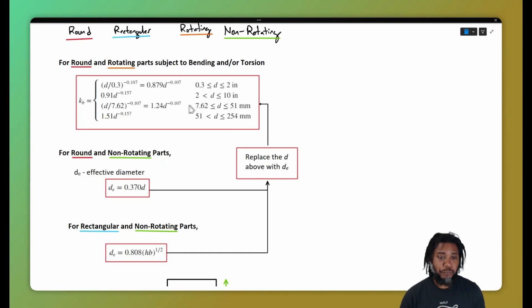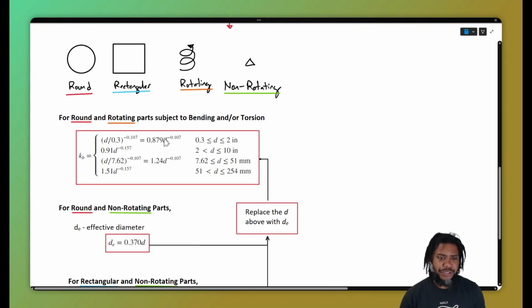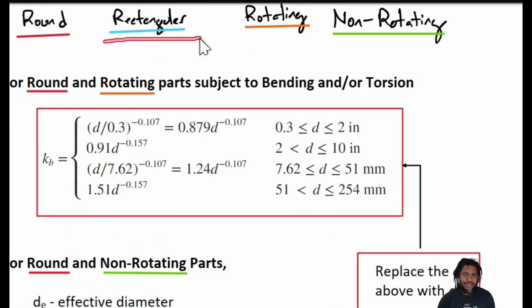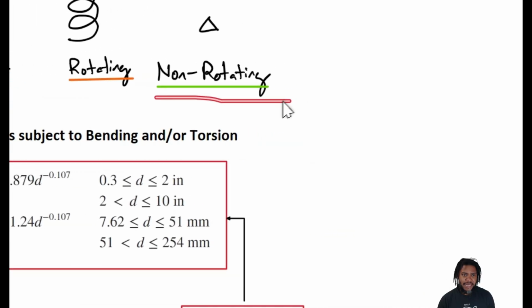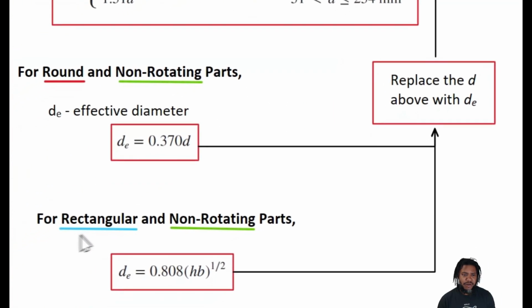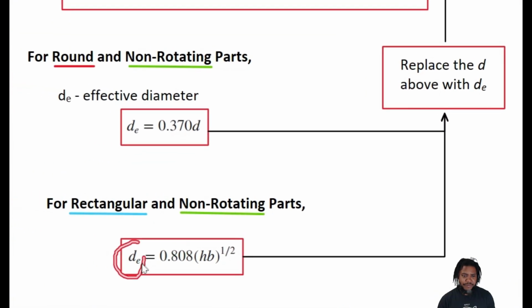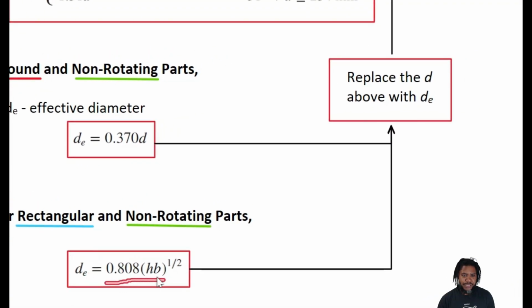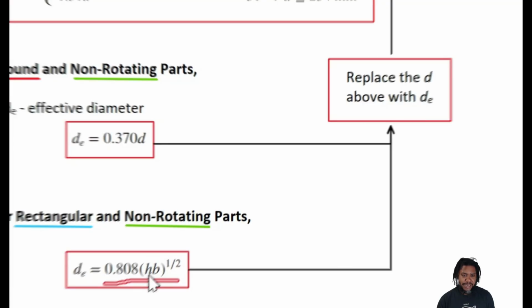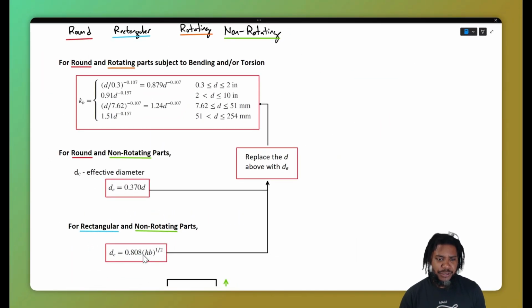And then another condition, what if we have a rectangular part that is non-rotating? A rectangular part that's non-rotating, we'll set the effective diameter equal to 0.808 times the square root of the height times the base.